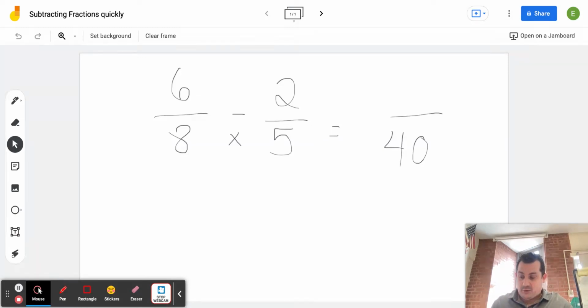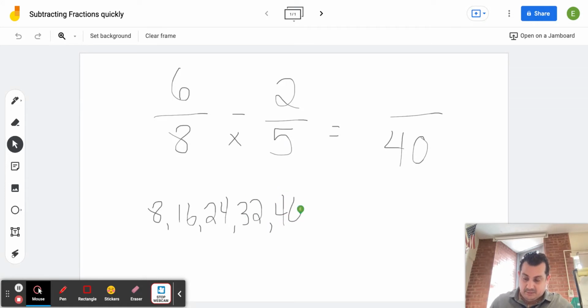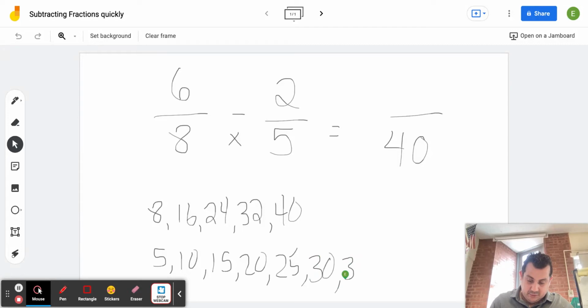Up until now, we've always done it this way: list the common multiples of 8, and then list the common multiples of 5, and we keep on listing them. Here you would see we would get 40 as a common denominator. But I'm going to say we don't have to go through and list everything anymore.